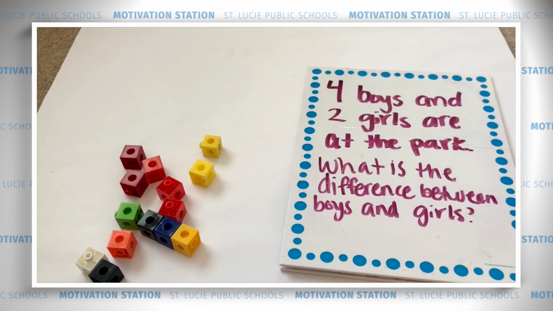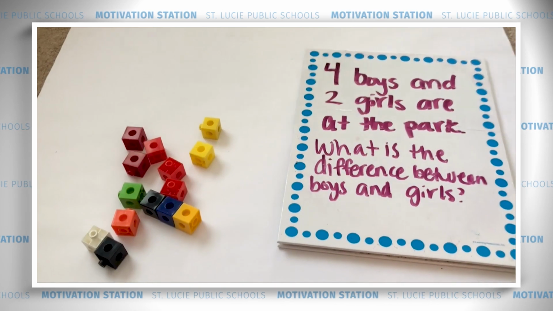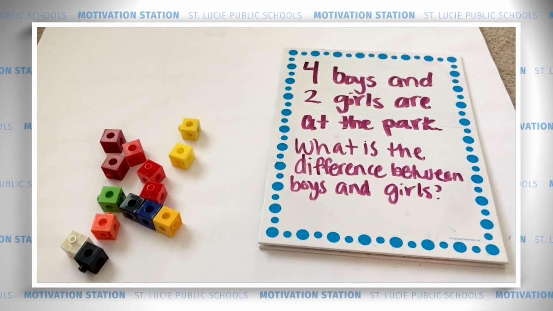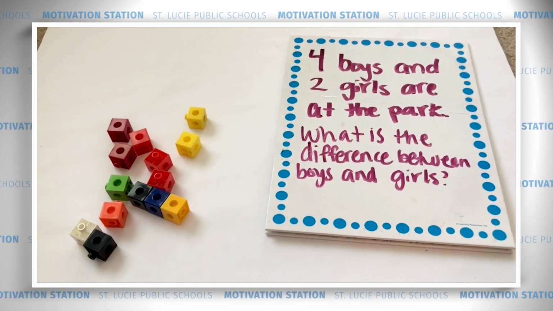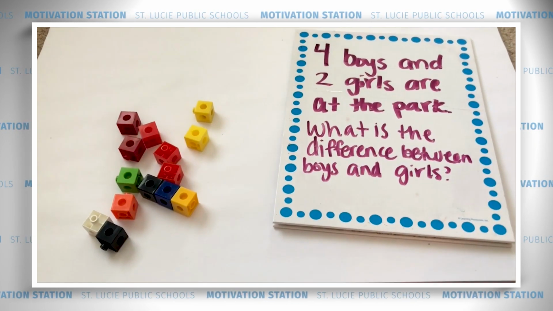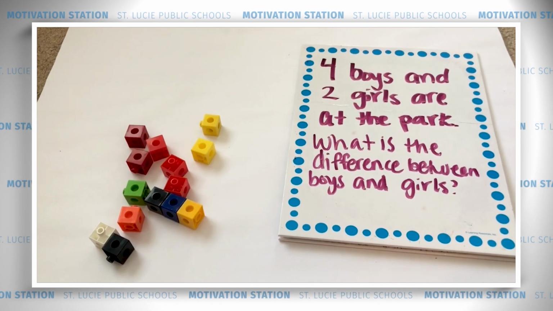Now here's the last type of problem that we're going to go over. This is a comparing problem. 4 boys and 2 girls are at the park. What is the difference between boys and girls? Now you guessed it, we're going to use our cube train to solve this problem.